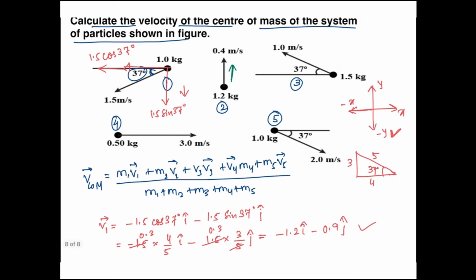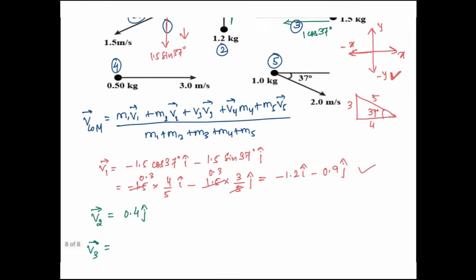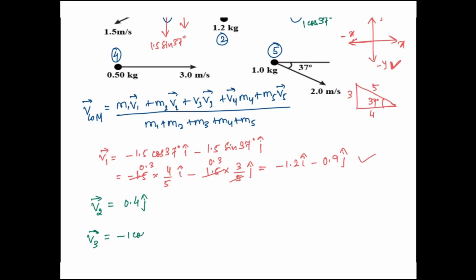Now what about the third particle? As you can see here, it will have two components, one in this direction, that is 1 cos 37 degrees, and one in the upward direction, that is 1 sine 37 degrees. So v3 will be minus 1 cos 37 degrees i cap plus 1 sine 37 degrees j cap. Cos 37 is 4 by 5, so this will be minus 4 by 5, that is 0.8 i cap, plus sine 37, which is 3 by 5, so 0.6 j cap.